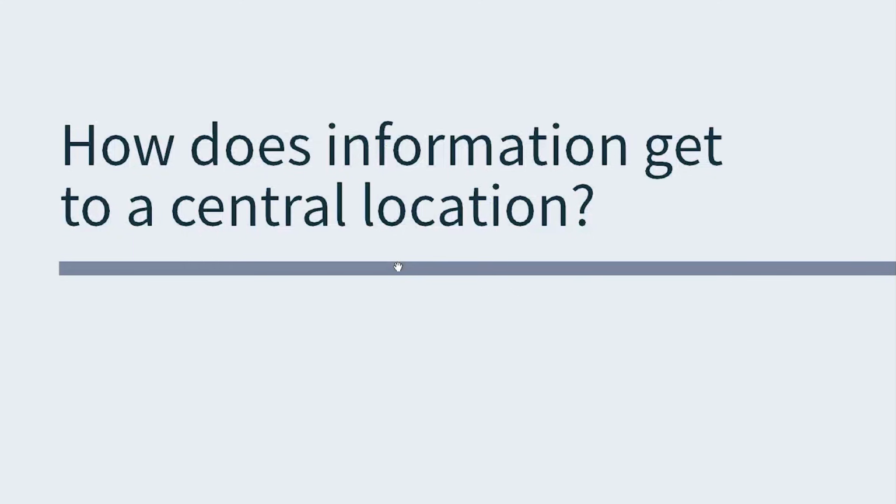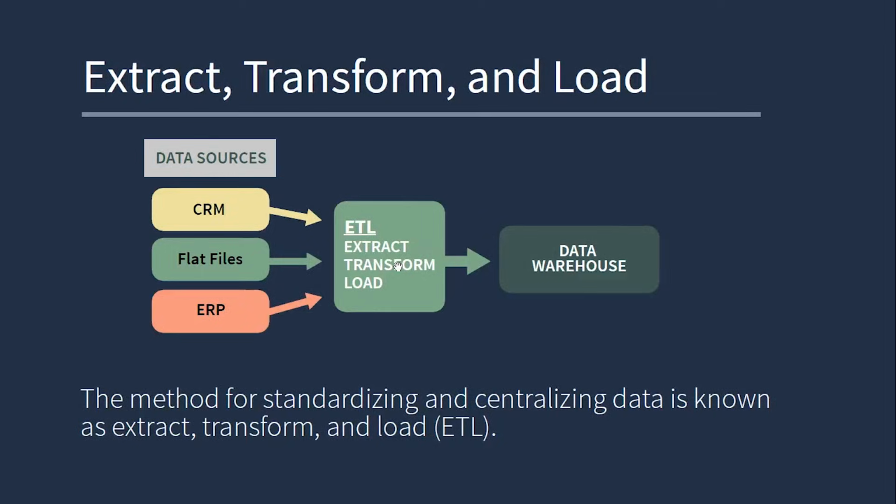And so you might be asking, how does this information get to these central locations, though? And that's a good question. The answer is extract, transform, and load, usually. And this is, again, a method for standardizing and centralizing data.